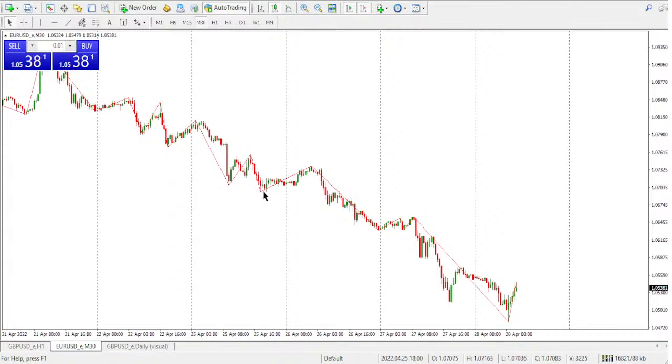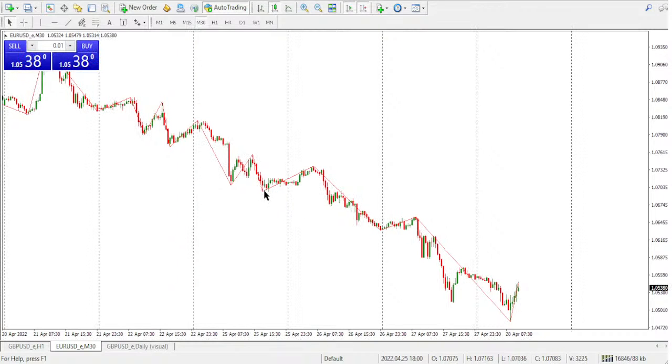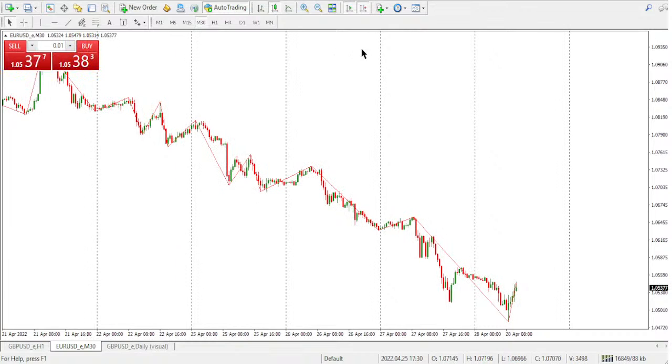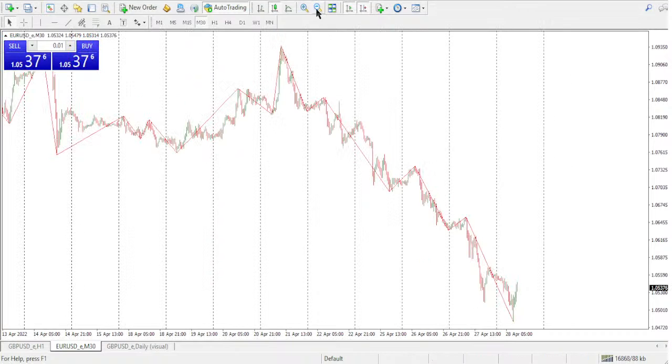I'm going to increase the period, the inputs for the zigzag. Currently it is 12, 5 and 3. I'll make it 12, 7 and 7. Okay. Make this 21, 14 and 14. So you can see now there are some changes.